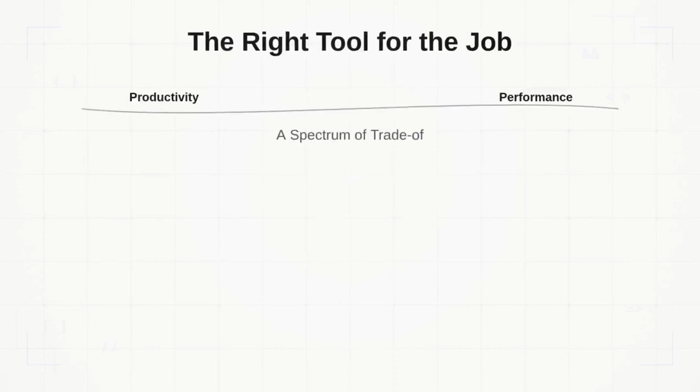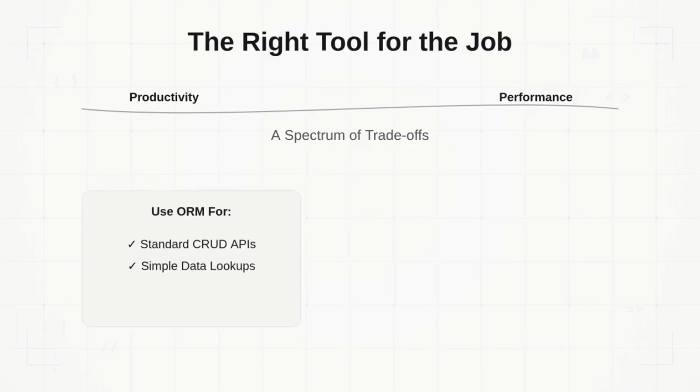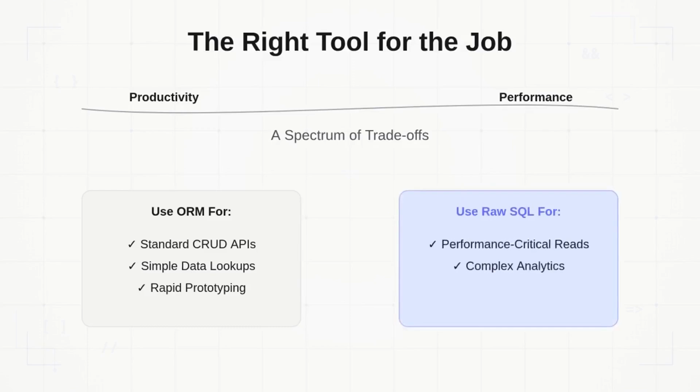So, is the answer to abandon ORMs completely? Absolutely not. ORMs are exceptional tools for boosting productivity, ensuring type safety, and handling the vast majority of standard database operations. For simple create, read, update, and delete, or CRUD tasks, they're often the perfect choice. The boilerplate code they eliminate is a massive benefit.